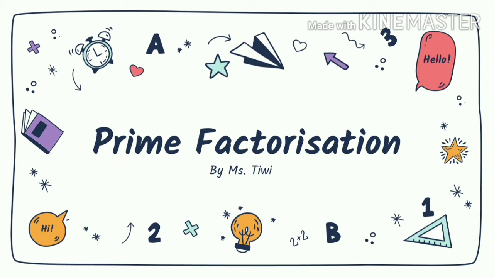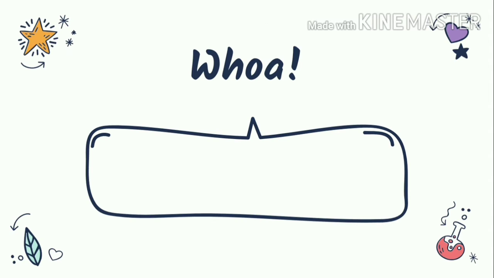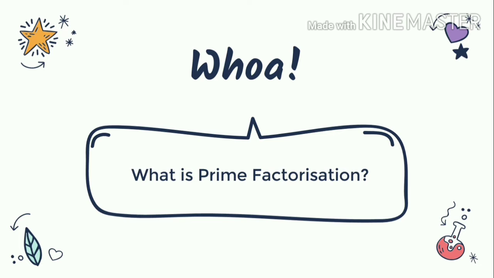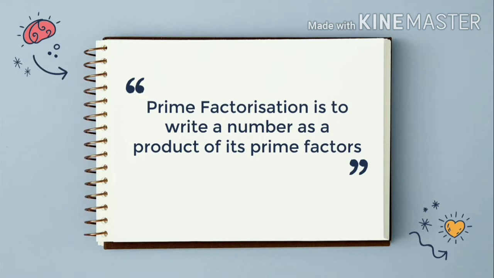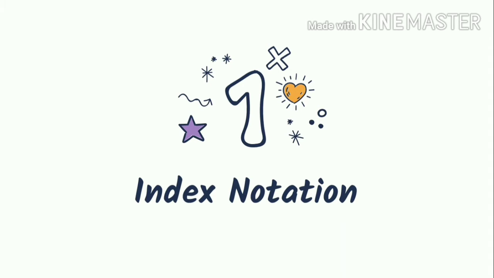Prime factorization. Do you know what prime factorization is? Prime factorization is to write a number as a product of its prime factors. Before, you already learned about prime numbers. But before we learn about prime factorization, we need to know about index notation.